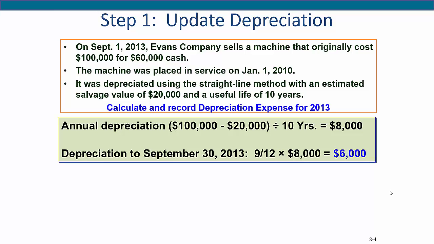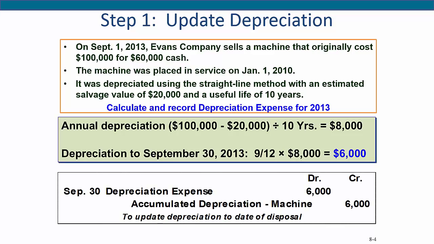Annual depreciation is $8,000 because the company owns the asset in 2013 for 9 out of 12 months and must record $6,000 in depreciation. Next, we make the journal entry to bring depreciation up to date through September 30. The required journal entry is to debit depreciation expense and credit accumulated depreciation on the machine. And now we need to make the journal entry to record the disposition.